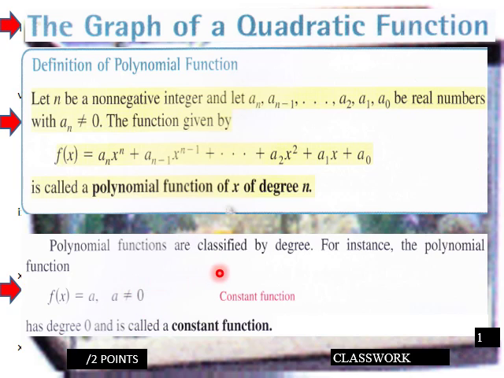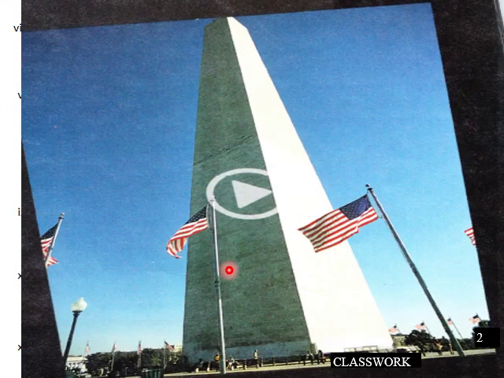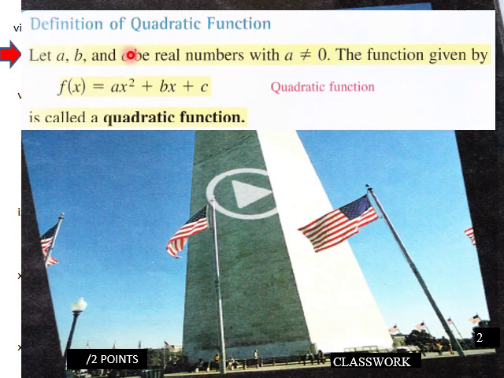And then polynomial functions are classified by degree. For instance, polynomial function f of x equals a, where a cannot equal 0. A constant function has degree 0 and is called a constant function. So the definition of a quadratic function, a, b, and c are real. The function is given by ax squared plus bx plus c. This is your standard arrangement for a quadratic function.